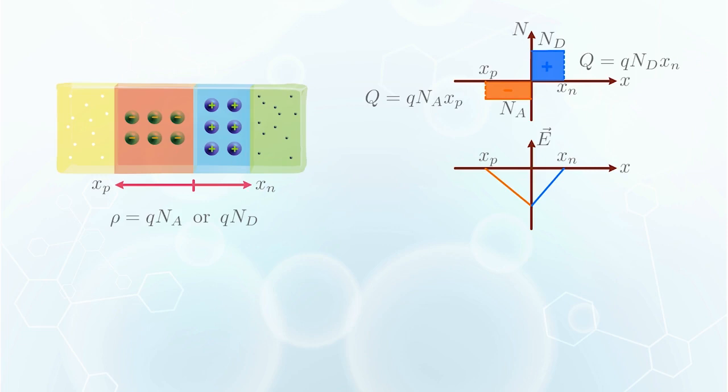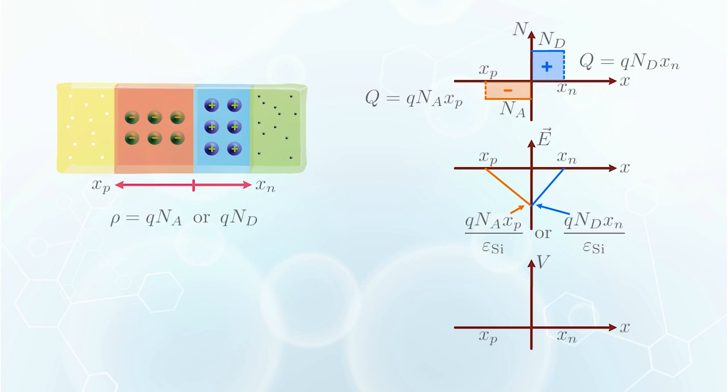The peak of the triangle in this graph is given by the total area of either one of the rectangles, representing the total negative charge or positive charge. But to obtain the electric field, it has to be divided by the permittivity. After we obtain the electric field, we can integrate it again to obtain the potential. Integrating a linear function results in a quadratic function, which is shown here.